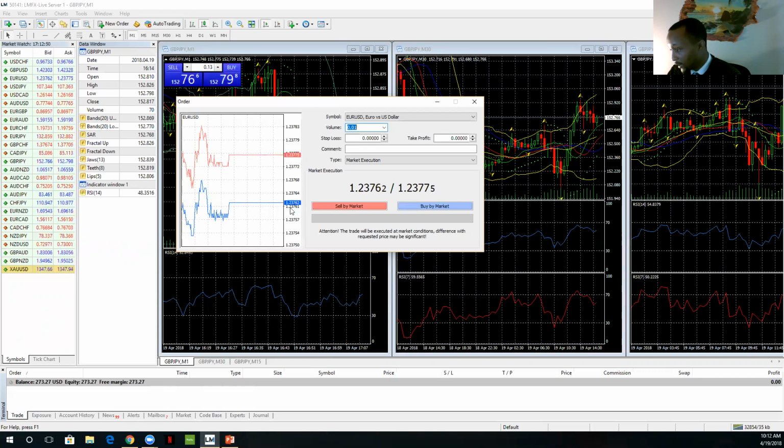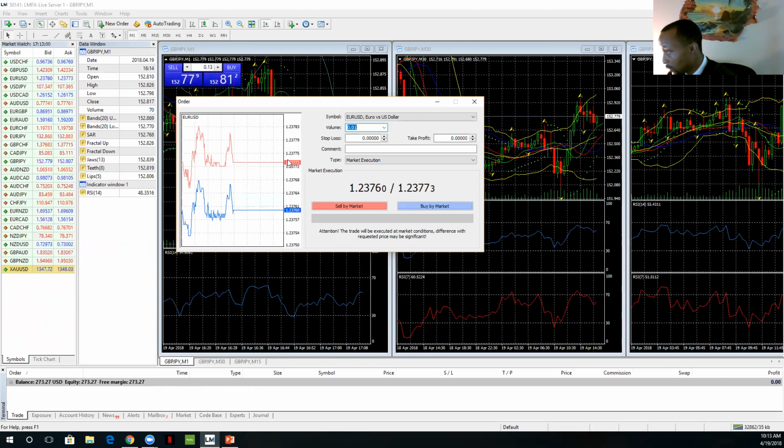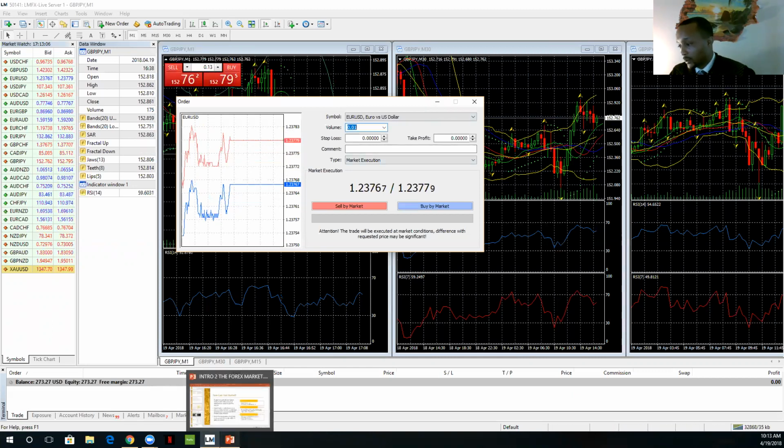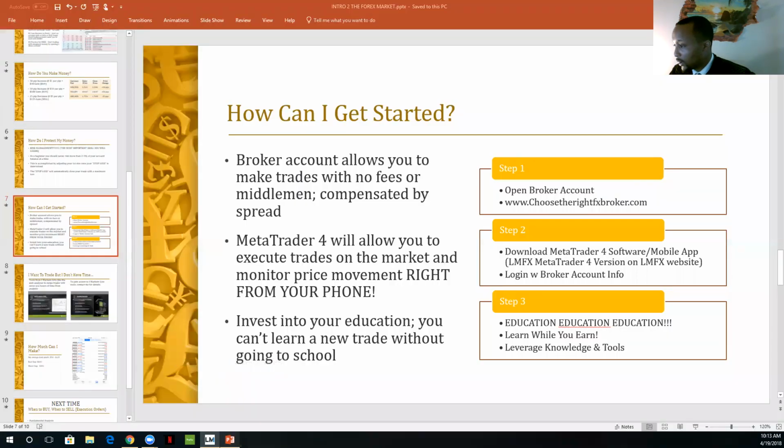For example, if I jump into this trade at 1.2376, and the spread right now is about 2 pips, it just means the price action would have to go in the direction I thought it was for 2 or 3 units prior to me breaking even. And then everything after that would be profit.